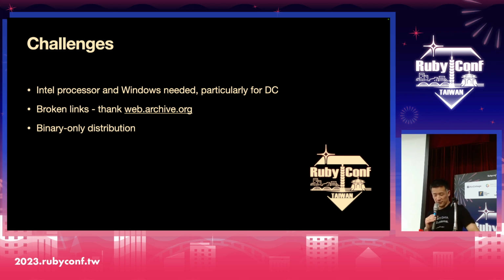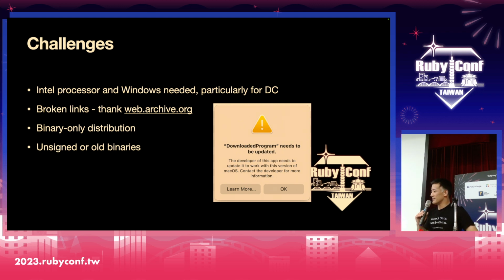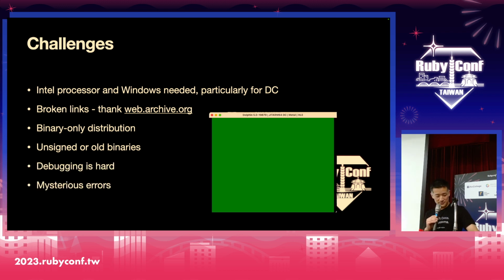And also, a lot of tools are distributed binary only with no source. That means if something goes wrong, it's hard to tell what might be going wrong. And also, a lot of binary-only tools are unsigned or old binaries. If it's unsigned, you could just say, all right, run it anyway at your own risk. But if it's too old, you might not be able to run it at all.